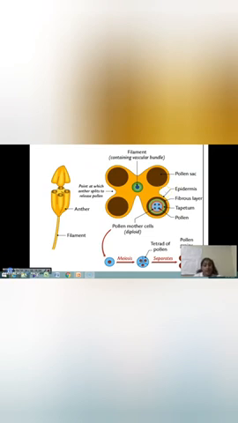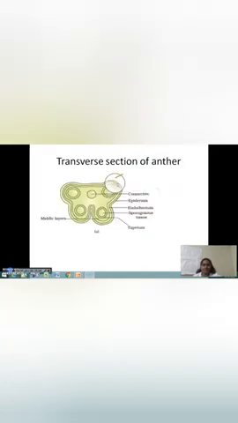The microsporangia develop further and become pollen sacs. They extend longitudinally all through the length of the anther and are packed with pollen grains. In transverse section, the typical microsporangium appears circular in outline. Okay, and it is surrounded by four wall layers. So it is very clear in this picture. First layer, the second layer, third layer and fourth layer, and a circular microsporangium.